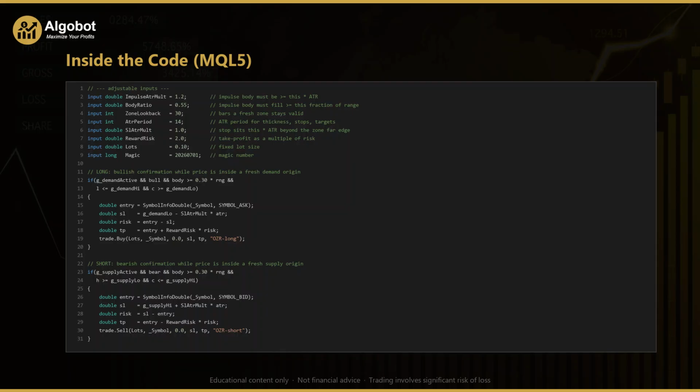The short block is the exact mirror. It checks for an active supply zone, a bearish confirming candle, and price trading up into the zone. It then reads the bid price, sets the stop 1 ATR above the supply high, and calls trade.sell with the matching stop and a take profit below entry. Both sides share the same structure, just flipped in direction.